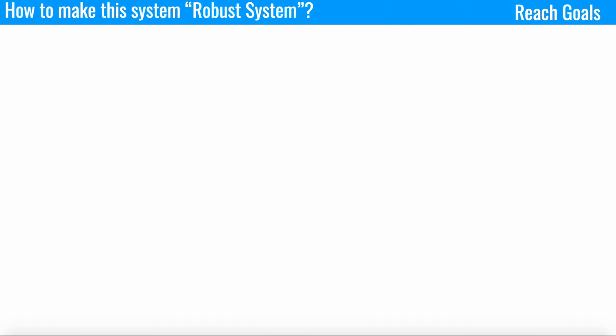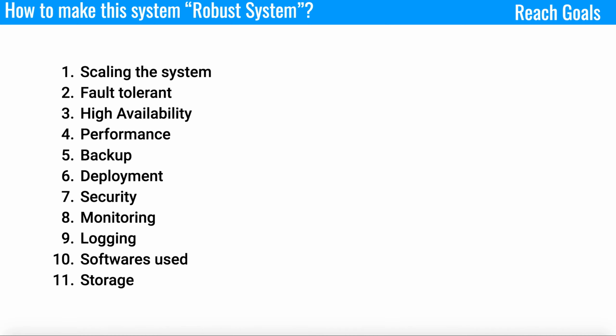So you have built the system design for the railway reservation system. Now you need to make sure how the system can be robust. In the next video, I'm going to talk about how to build the robust system, keeping all those key points in mind.